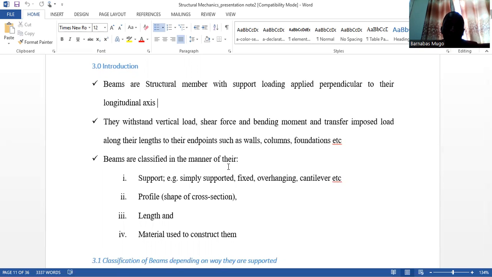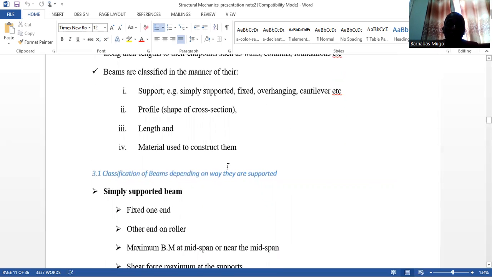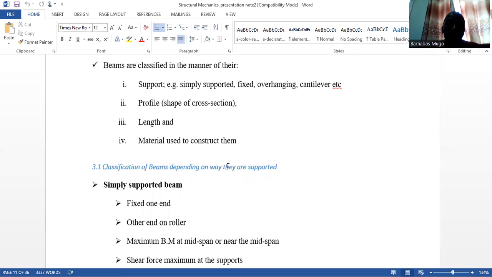We can also classify the beam depending on the length, that is, the short beam and the long beam. We can also classify the beam depending on the material in which they are constructed, like the wooden beam, the plastic beam, and the concrete beam. So these are the four main ways upon which we can classify any beam. But in our discussion, we are only supposed to concentrate on the classification of the beam depending on the manner in which they are supported.